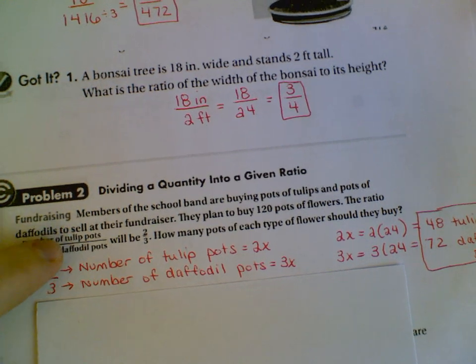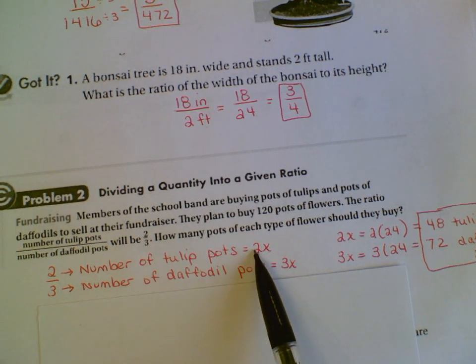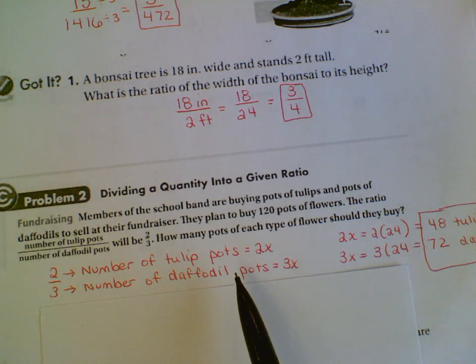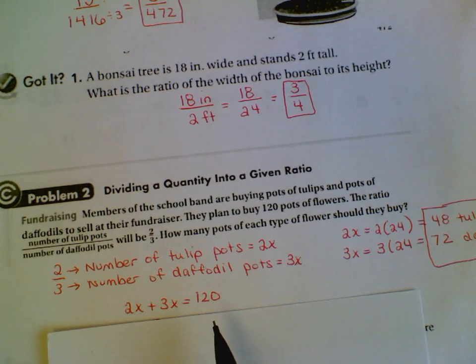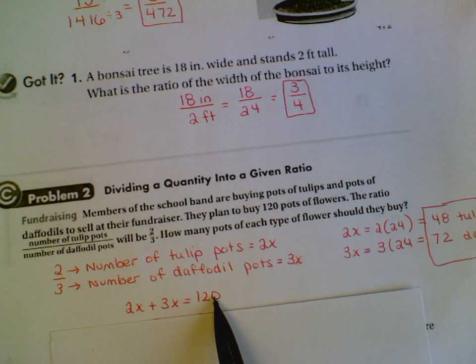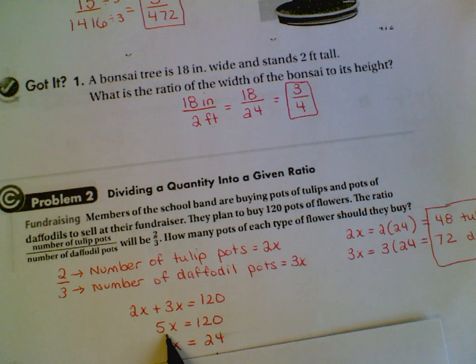and they told us the number of tulip pots are on top, and the number of daffodil pots are on bottom. So what we're going to do is set 2x and 3x as those different types of flowers, and then set up an equation where I'm just going to add those and set it equal to my total. So I'm going to do 2x plus 3x equal to 120 and then solve it. Combine my like terms and get 5x, divide by 5 and get 24.